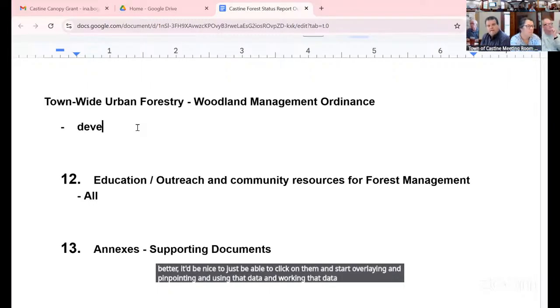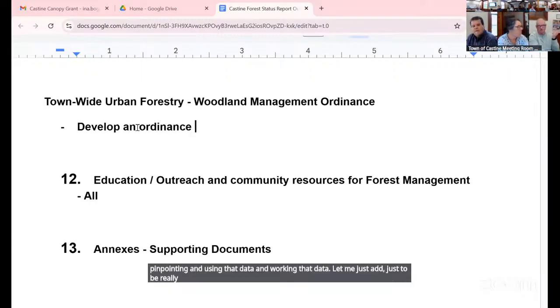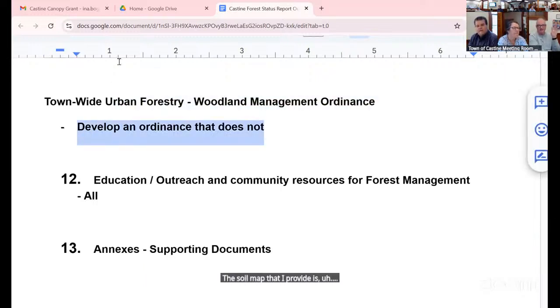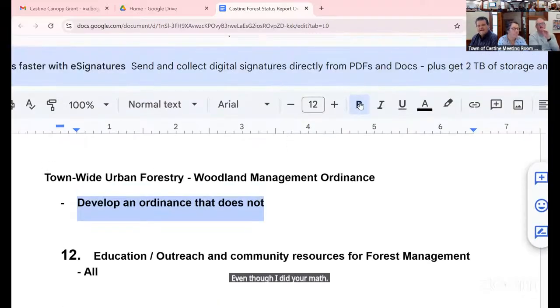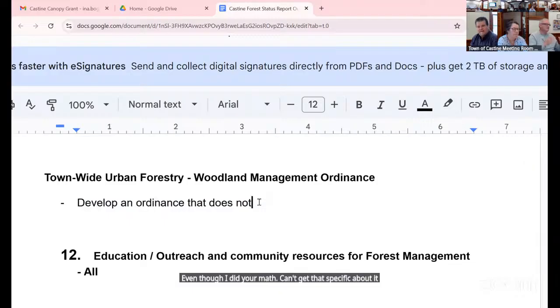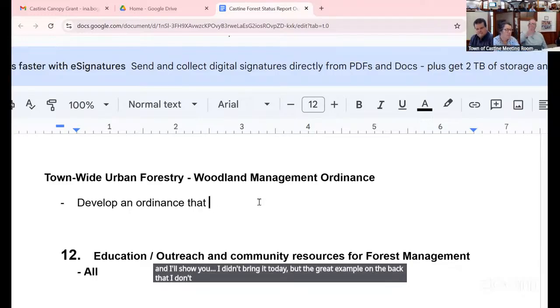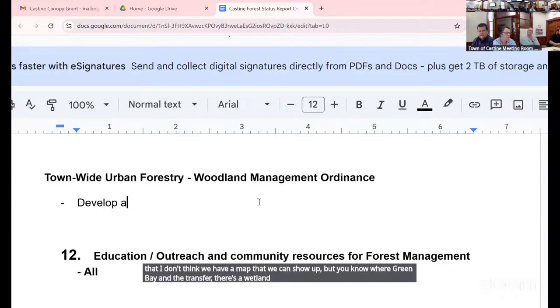Let me just add, to be really clear about soils, you will get a soils map here. The soils map that I provide is based on the national data, so even though I did your map, it can't get that specific. I didn't bring it today, but the great example is out back, and I don't think we have a map we can show, but you know where Greenby and the transfer station, there's a wetland out back. Well, they mistyped it on the national.